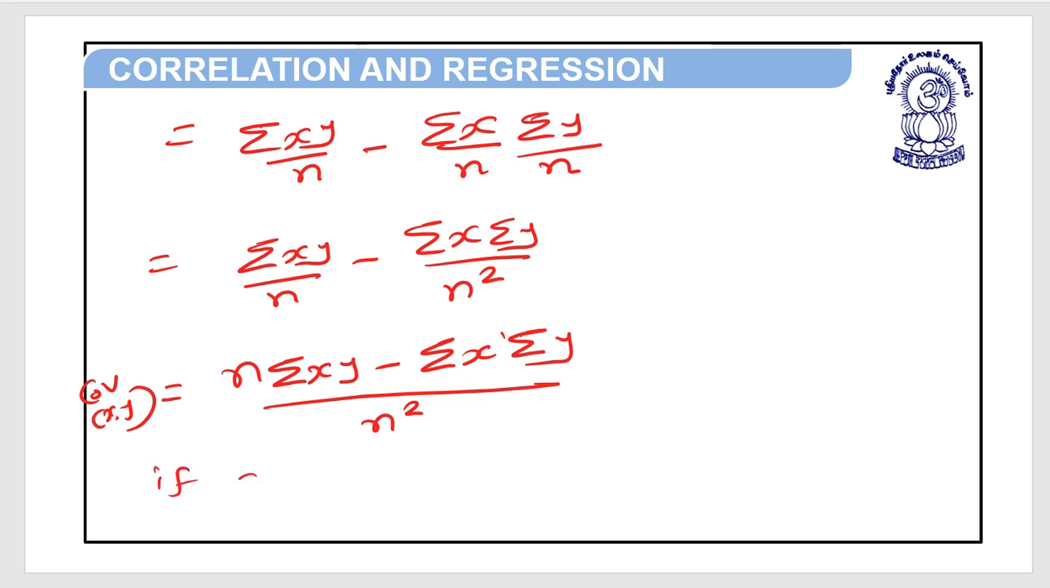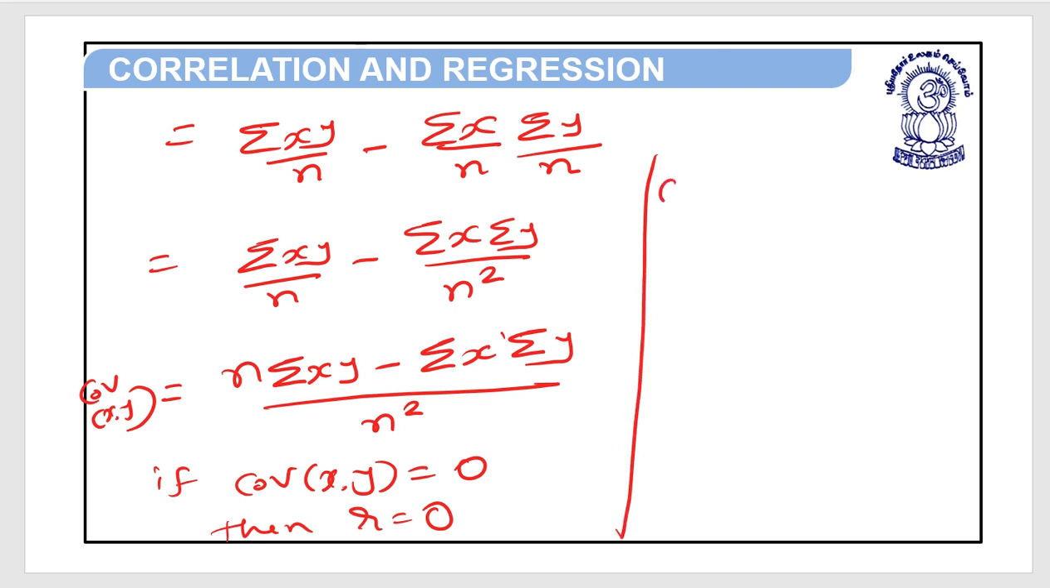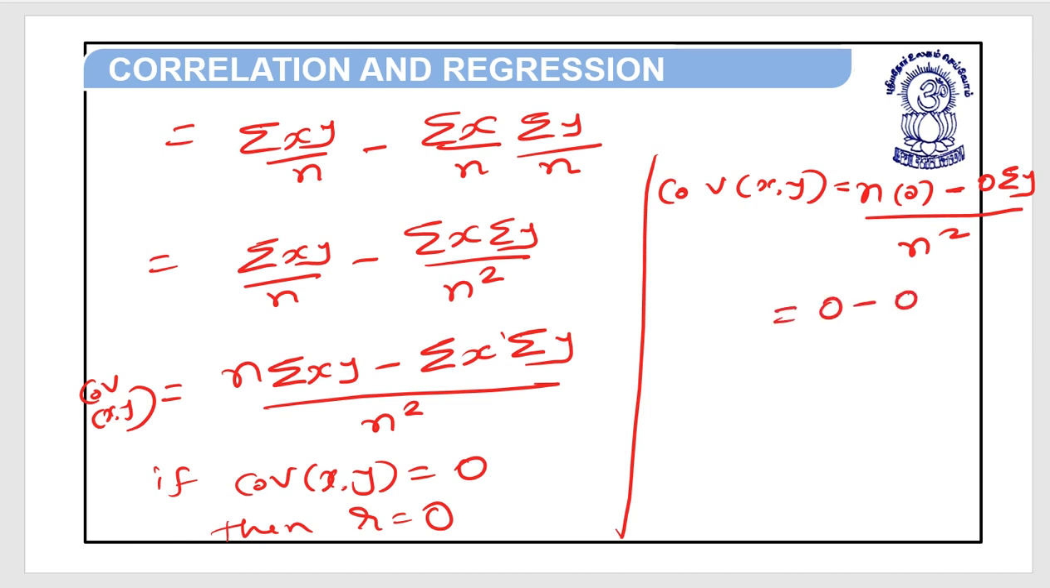If covariance of x comma y is equal to 0, then r is equal to 0. So covariance of xy is equal to n into 0 minus 0 into sigma y upon n square, is equal to 0 minus 0 by n square, is equal to 0.